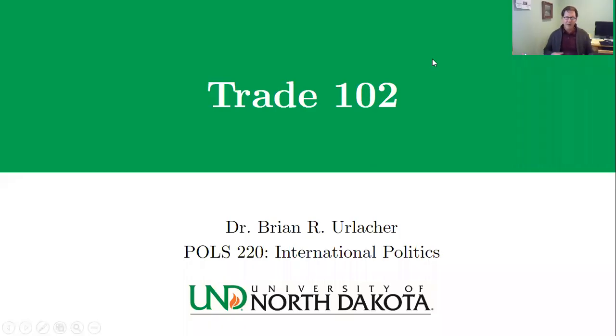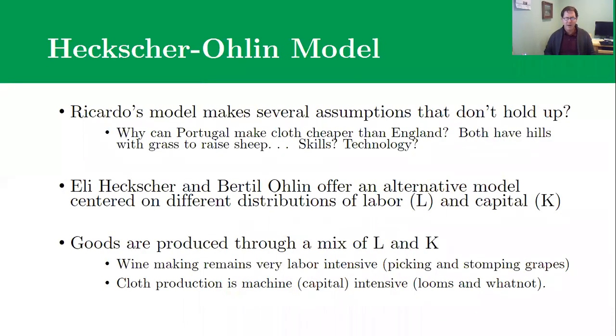We've talked about this idea of comparative advantage and how trade can create greater efficiencies, but the story is actually a little bit more complex than that. And so I'd like to introduce a new model of trade to think about some of the patterns that we see in global trade and why things might not be quite as efficient as we might expect. So Ricardo's model, the idea of comparative advantage, makes assumptions that don't necessarily hold up, right?